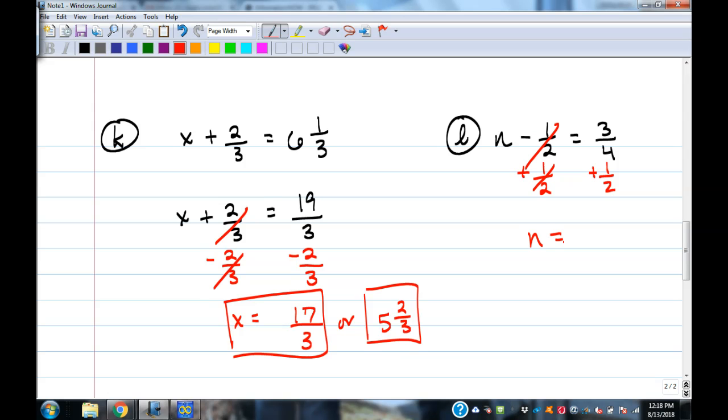Now, here's the problem. We don't have the same denominator. So we need to find a denominator that 2 and 4 both work with. 4 is the smallest one. Is that the only one? No, but it is the smallest one, and we usually want to work with that least common denominator. So does the 3/4 need to change? No, but the 1/2 needs to. How does the 1/2 change into something over 4?